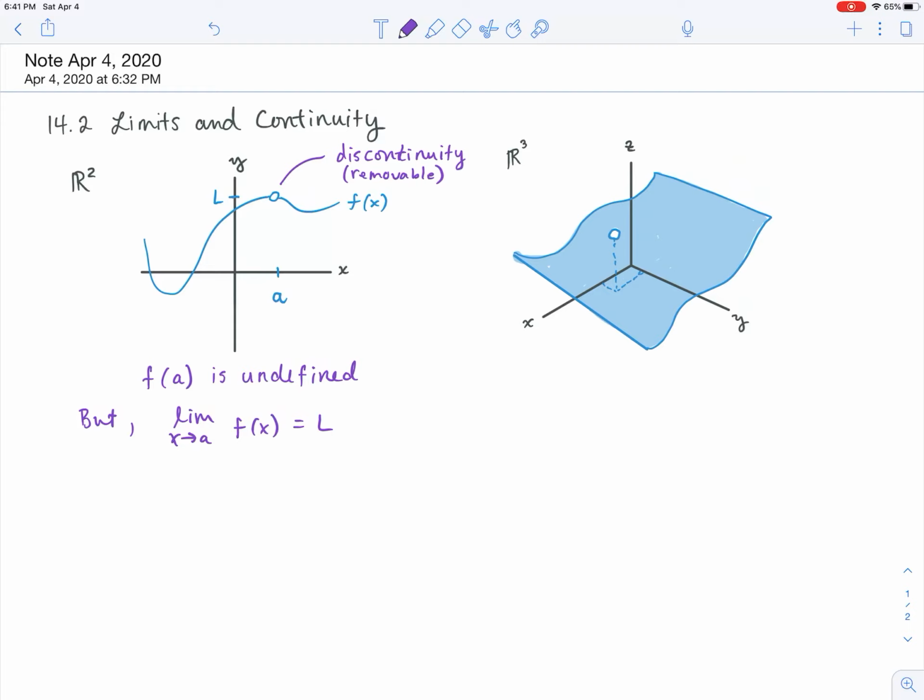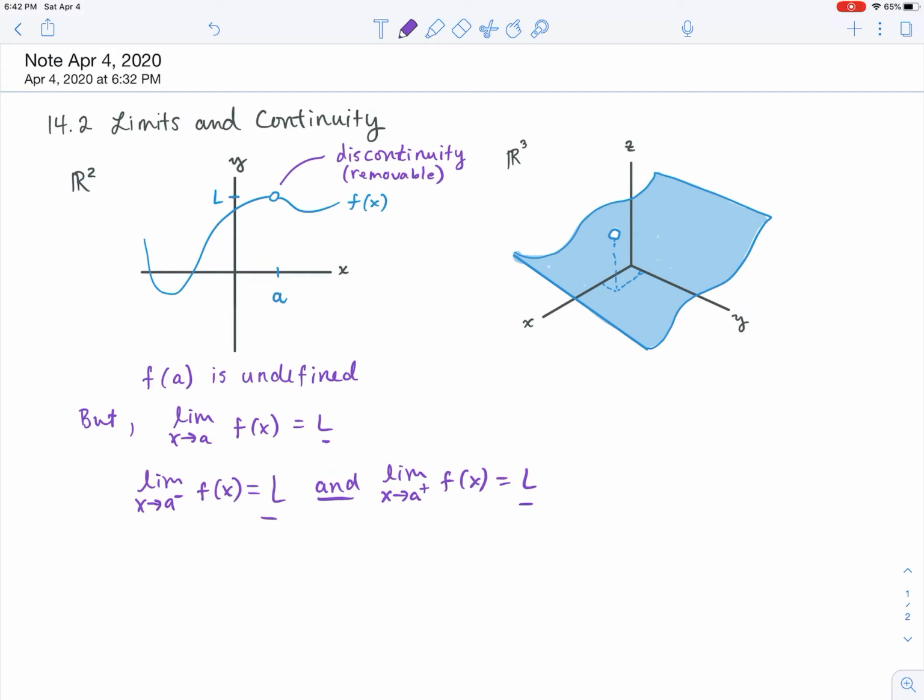And the reason that's true is because the limit as x approaches A from the negative side is L, and the limit as x approaches A from the positive side of f of x is also L. If those limits are equal, then the limit ultimately is equal, because you're approaching from every possible direction and you're still approaching that same number.